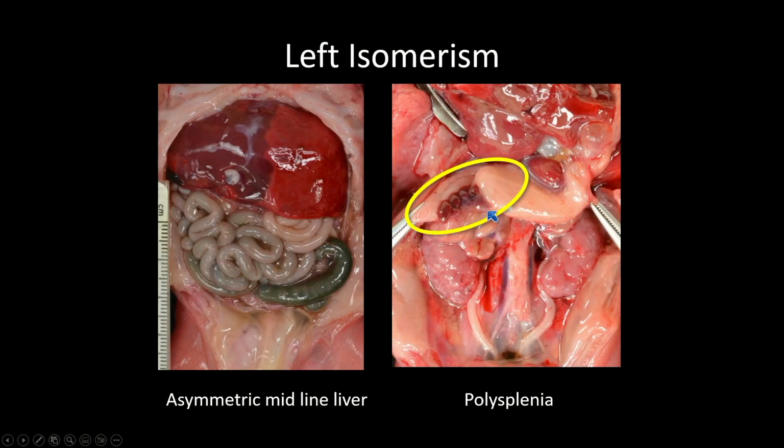So polysplenia belongs to left isomerism. I'm not looking at spleens, but you can see them in short axis. But I'm not very good in telling if they're polysplenia or single spleen, to be honest. They have an asymmetric midline liver and malrotation of the gut.